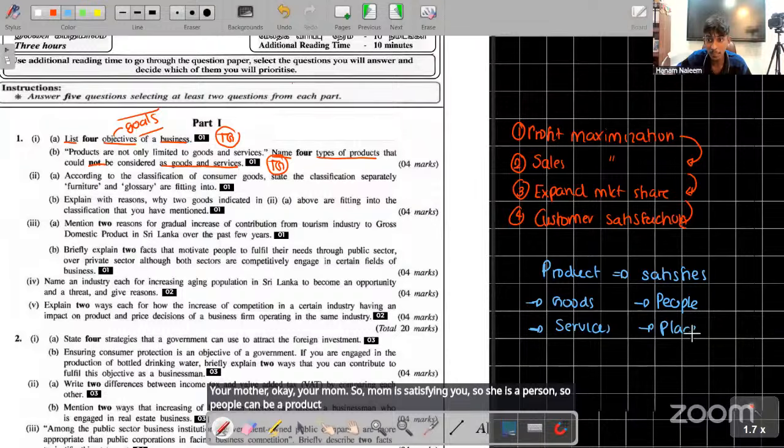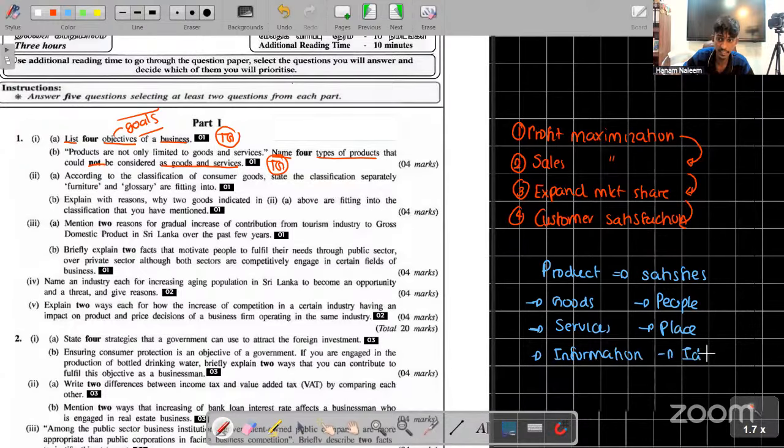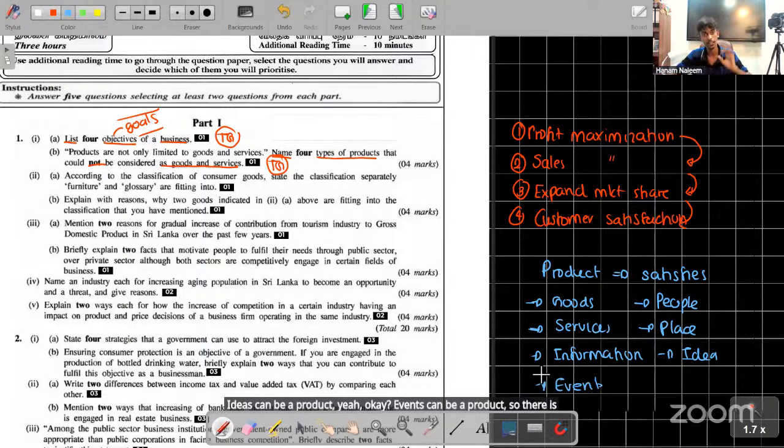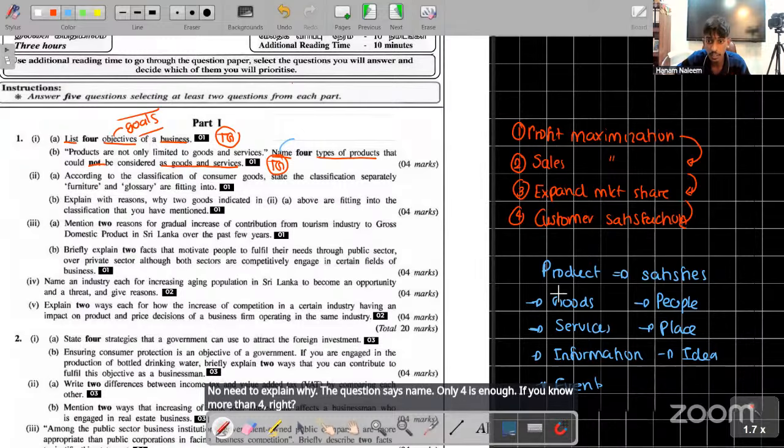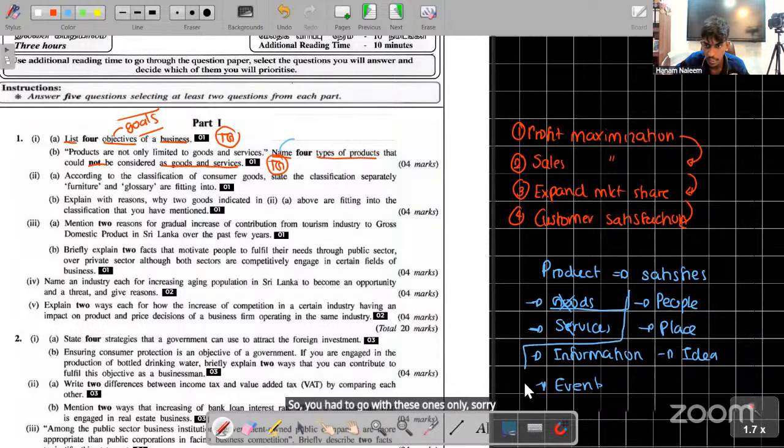Place can be a product. Information can be a product. Ideas can be a product. Events can be a product. So there is a lot here. No need to explain, since the question says name, writing only four is enough. If you know more than four, write them. But please don't write goods and services, because the question says types that could not be considered as goods and services. Apart from those, what are the other products you have? So you have to go with these ones only.